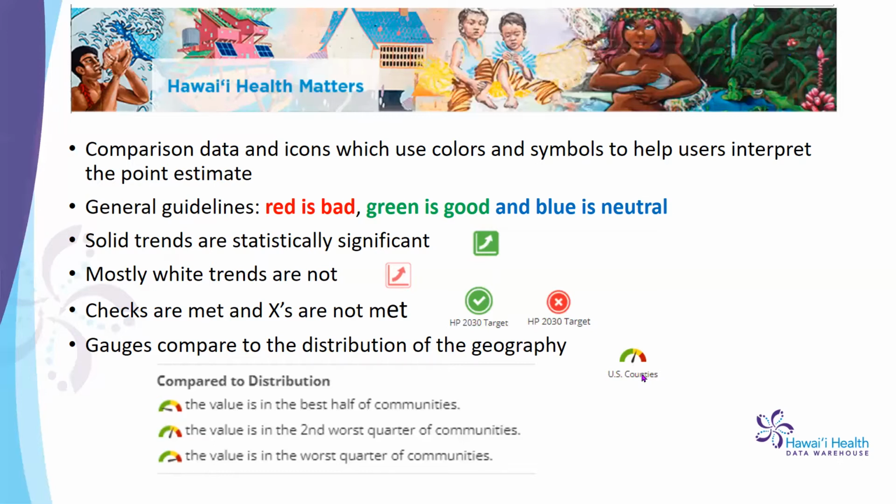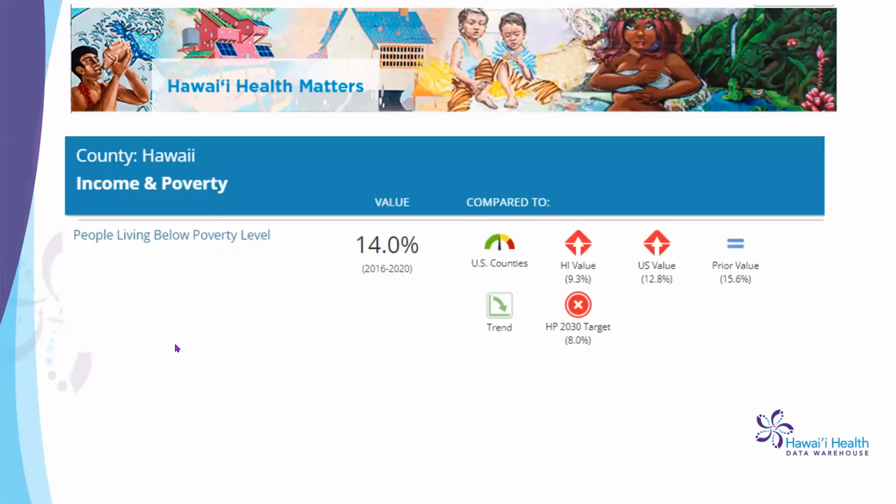So let's take a look. Here we're looking at data from the County of Hawaii and its income and poverty data, and the specific indicator is people living below the poverty level. The value of that is 14%, and the measurement period is between 2016 and 2020. So 14% of the population in Hawaii County lived below the poverty level.